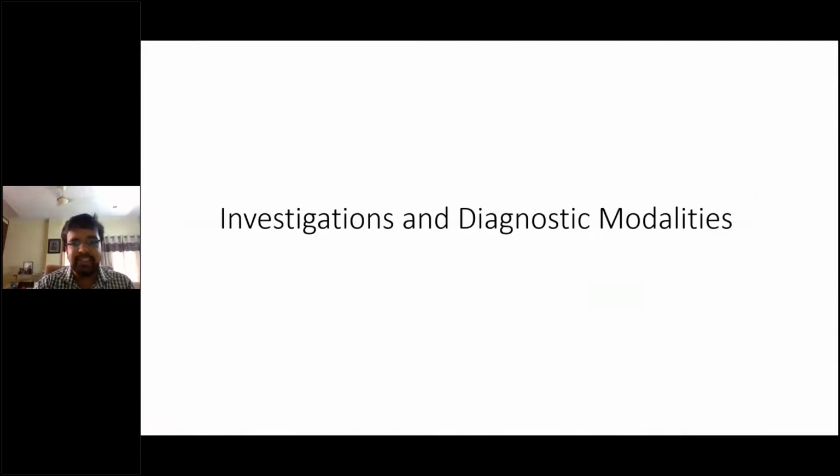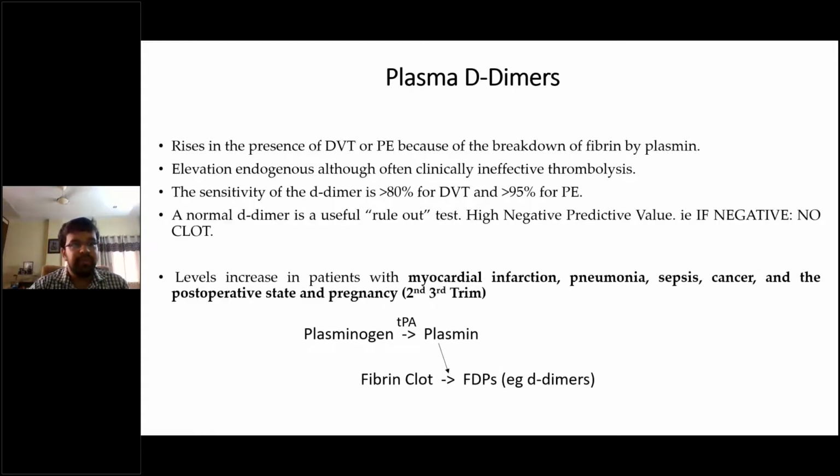Now coming to investigation and diagnostic modalities. So we have something called plasma D-dimers. Plasma D-dimers, as I told you, will rise in the presence of a DVT or pulmonary embolism because of breakdown of fibrin by plasmin. Now the sensitivity of D-dimers is more than 80% for DVT and more than 95% for pulmonary embolism.